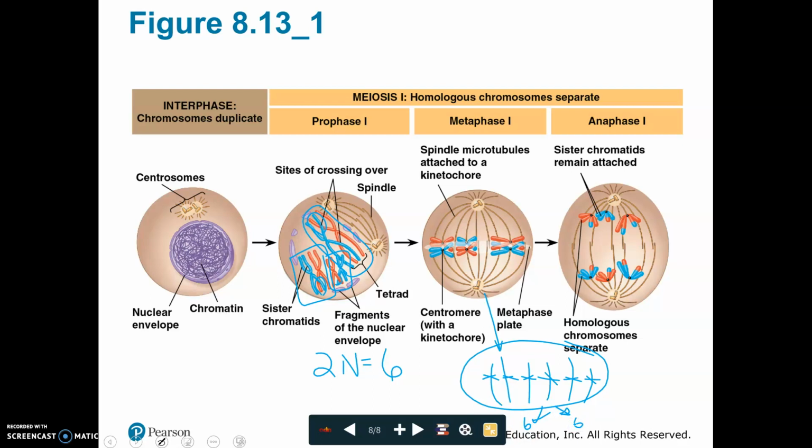In meiosis I, the partners split. These are still X's, but at the end of meiosis I, each cell now, instead of having 6, only has 3. So these cells are now haploid. They only have 3 chromosomes, not 6. If this was you, this would be 23 from 46.